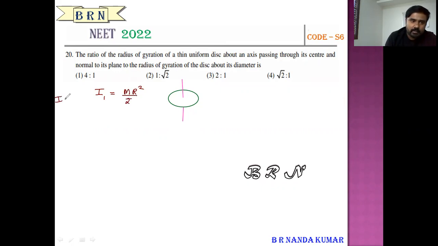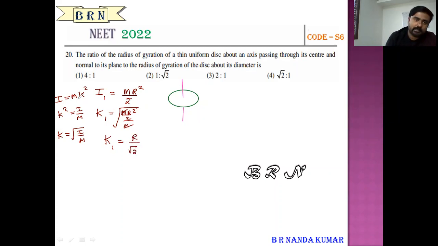So radius of gyration formula, I is equal to m k square. So k square is equal to I divided by m. So k is equal to root I divided by m. So k1 is equal to root of I1, mr square by 2, divided by m. So m cancel ಆಗುತ್ತೆ. So radius of gyration in the first case, root r square is r divided by root 2 ಬರುತ್ತೆ.